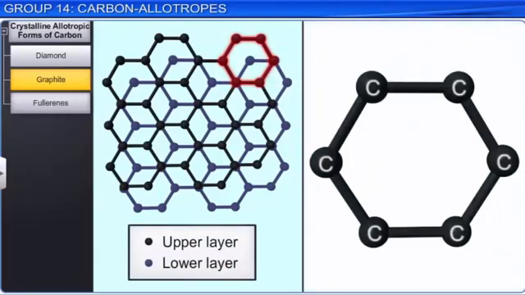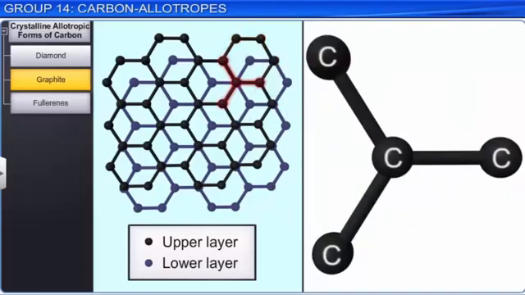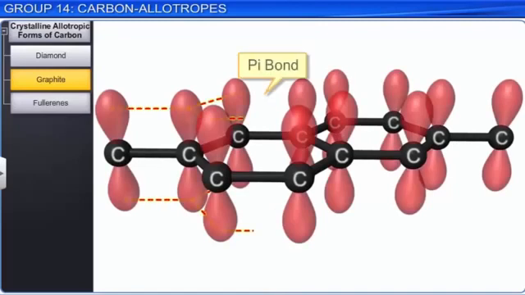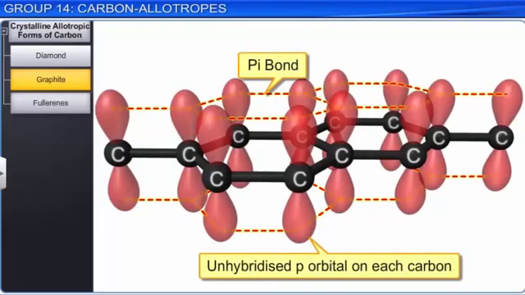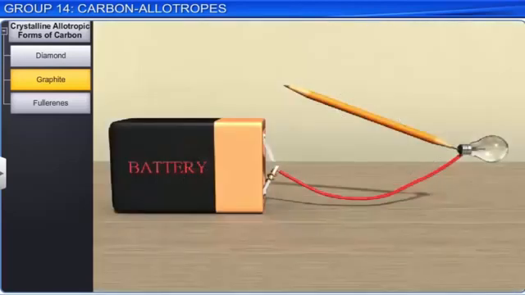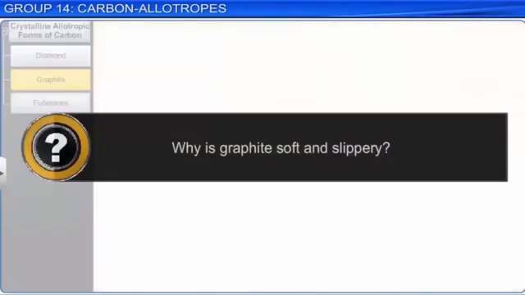Each layer of graphite is made from planar, hexagonal rings of carbon atoms as shown in the diagram. All the carbon-carbon bonds are 141.5 picometers in length. Each carbon in graphite is sp2 hybridized. Each atom forms 3 sigma bonds with its 3 neighboring carbon atoms. The 4th electron of each carbon is involved in pi bonding, using the unhybridized p orbital on each carbon atom as shown in the illustration. The electrons involved in the pi bonding are delocalized. This means that they are free to move, and thus graphite is a good conductor of electricity.